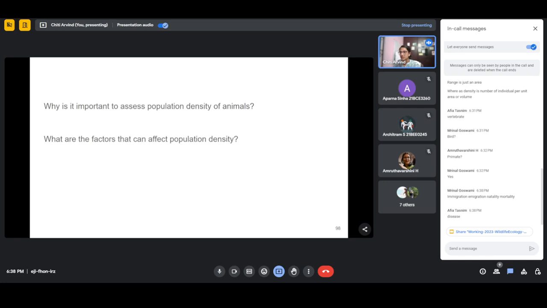Immigration, natality, mortality, disease. Yeah, excellent. Disease. There can suddenly be an outbreak of disease somewhere, completely unpredicted. Suddenly, none of the individuals or species are able to cope with any situation or any infection, and then there is a huge loss in population numbers, right? And when populations drop to very low numbers, why are they at risk?